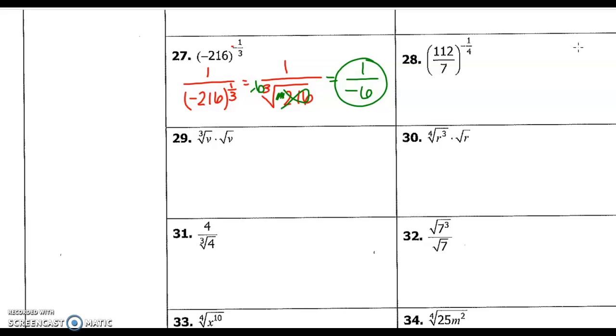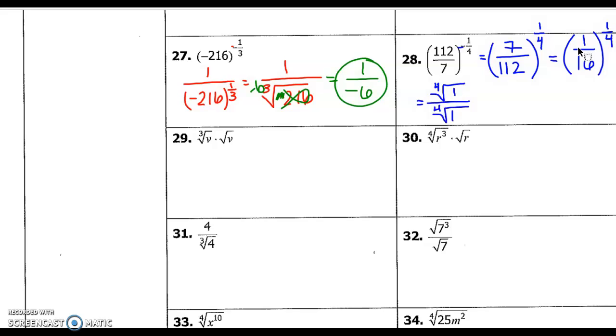All right, negative 1/4 power. So I could make this 7 over 112, right? The numerator goes to the denominator, so the denominator goes to the numerator, to the power of 1/4. So then 7 over 112 is the same thing as 1 over 16 to the power of 1/4. You can reduce 7 over 112. If you didn't see that you could reduce that, it would still work out as you reduce as you go through. So we have the 4th root of 1 over the 4th root of 16. Well, the 4th root of 1 is 1, and the 4th root of 16 is 2. So we're at 1/2.